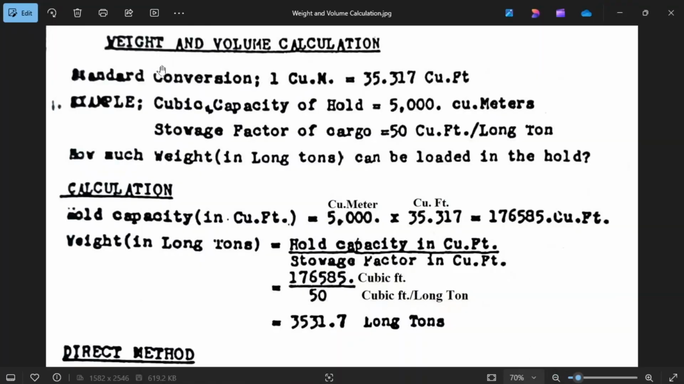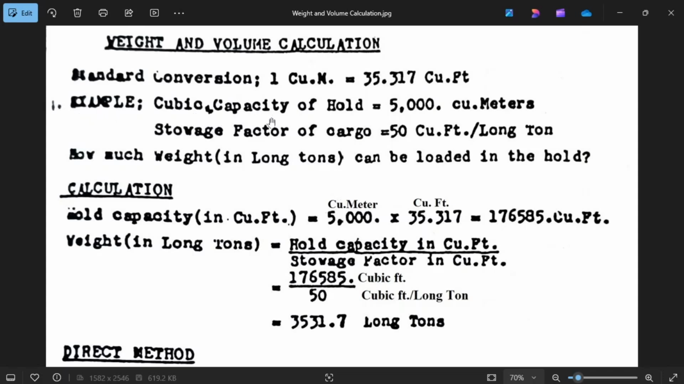So here we have weight and volume calculation. Take note of the standard conversion, guys. So 1 cubic meter equals 35.317 cubic feet. We'll just concentrate on this one and take note of this conversion. So again, I read: 1 cubic meter is equal to 35.317 cubic feet. Okay? And this is now number one example.